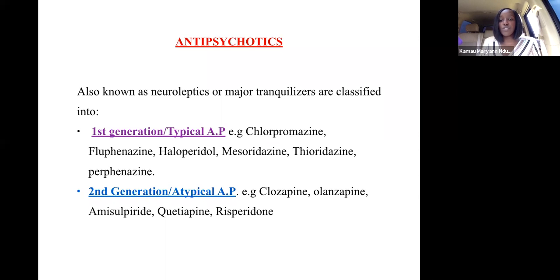Examples are chlorpromazine. You remember chlorpromazine was discovered during World War II, in 1948, when they were trying to find more uses of already existing drugs. Another one is fluphenazine, haloperidol, all these. And the second generation, also known as atypical antipsychotics. Examples are clozapine, olanzapine, risperidone.